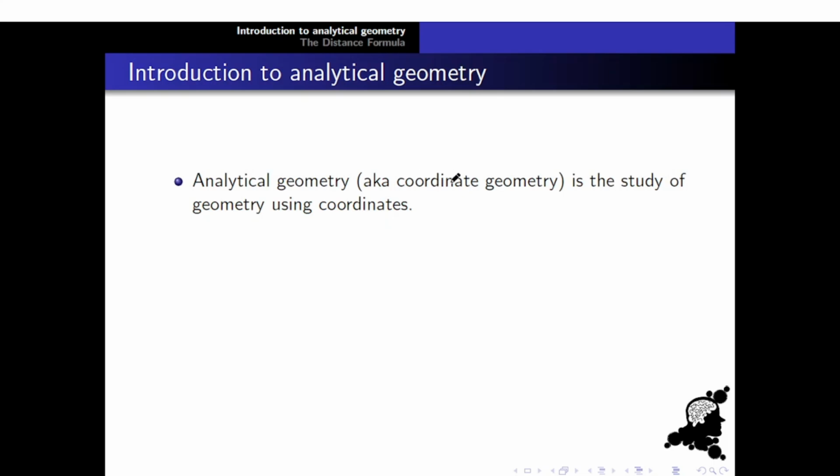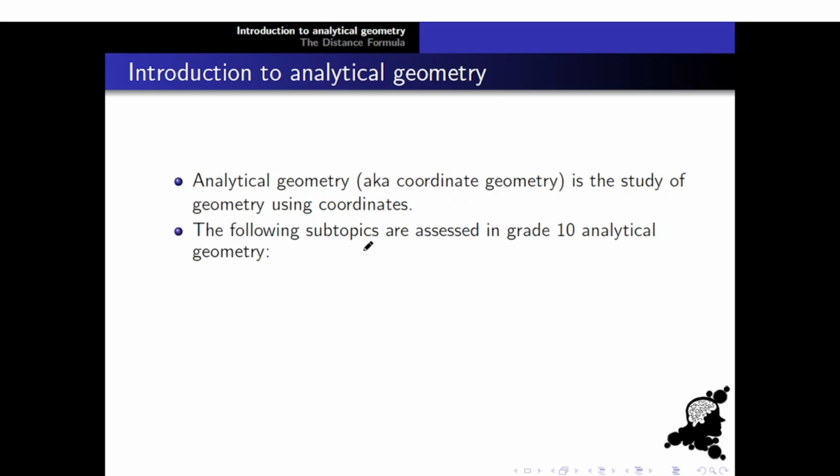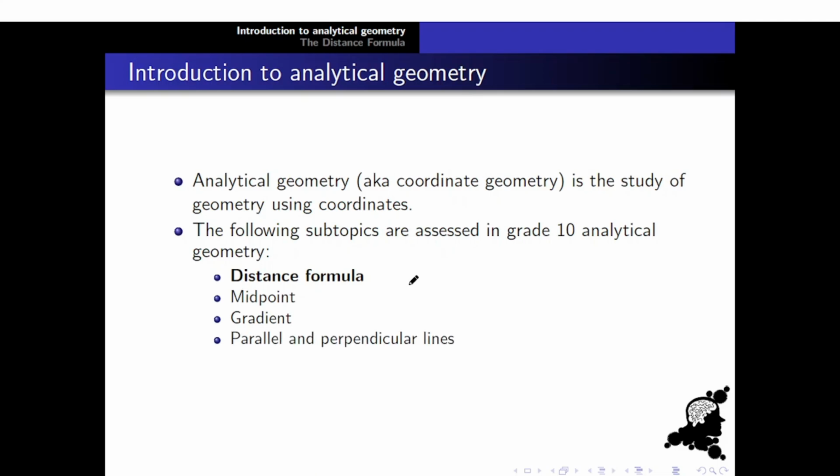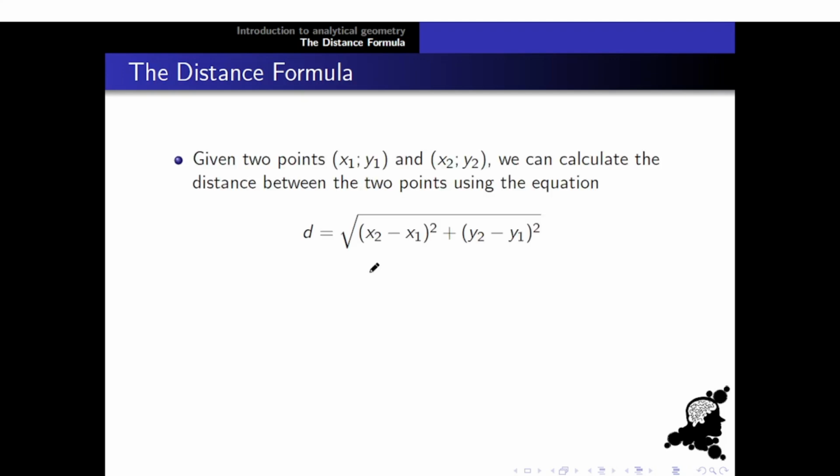So, analytical geometry, which is also known as coordinate geometry, is the study of geometry using coordinates. When we're talking about geometry, we're basically talking about lines and shapes. We're seeing how we can incorporate the concept of lines and shapes into the coordinate system, into a Cartesian plane. So, the following subtopics are what we need to know in grade 10: the distance formula, the midpoint, gradient of a straight line, parallel and perpendicular lines, if you can remember that from Euclidean geometry, as well as the equation of a straight line. So let's get straight into the distance formula.